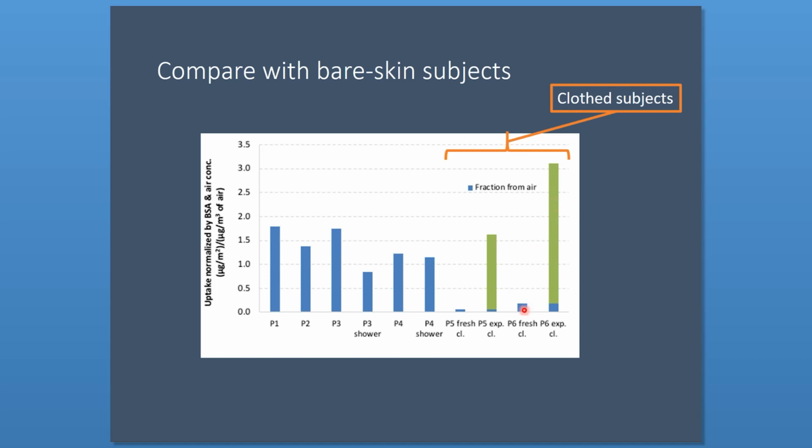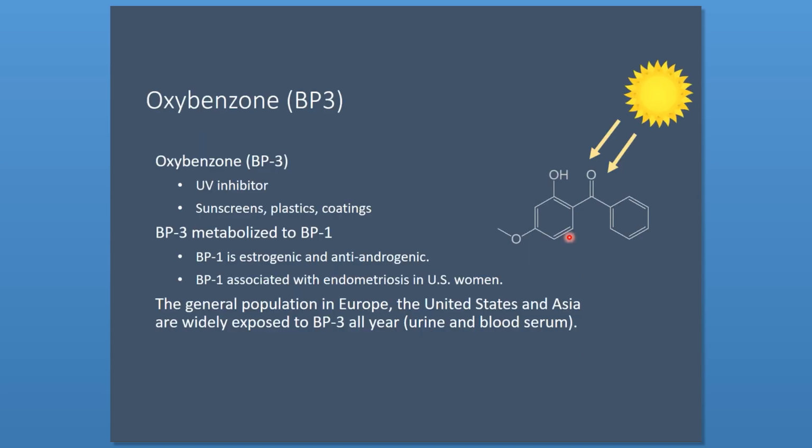The amount that comes from actual air is quite small. Most of the uptake is coming from clothing, the green bar here. We also looked at a compound called oxybenzone. So oxybenzone is what's called a UV inhibitor. It's a compound that you commonly find in sunscreens and actually makeup.